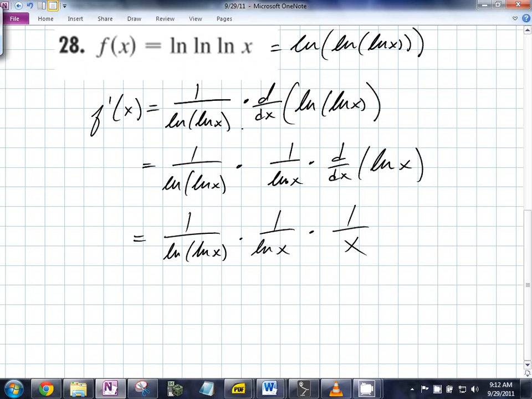Let me see the work. What's it look like? Cool, huh? I like that. Anyway, so does that work?